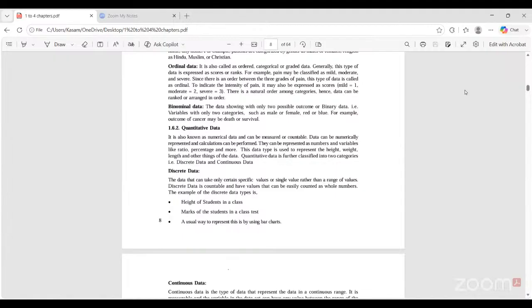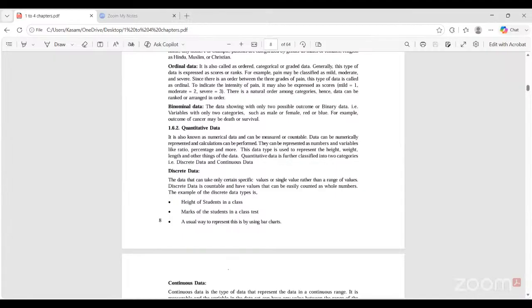Anyone tell me what is discrete data? Discrete data is limited data, and continuous data is unlimited data. Height of the students, that is limited, sir. Exactly. Discrete means it closes somewhere. Continuous means infinity. So the data can take only certain specific values, a single value or a range of values. Discrete data is countable and its values can be counted. Whole numbers.